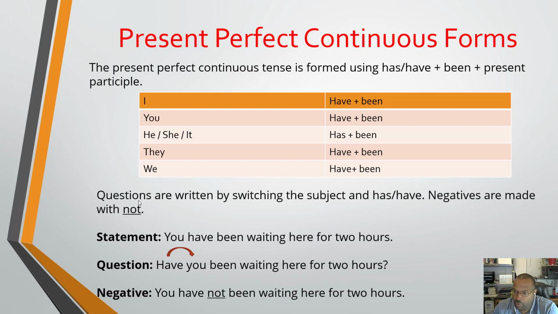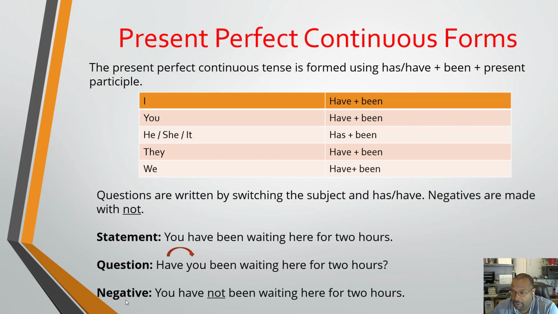Questions. Now this is where questions are written by switching the subject and has or have, depending on who you're talking about or who you're talking to. Okay? So here's the question. Have you been waiting here for 2 hours? Okay, see how we switched the subject and the have or the has, depending on who you're talking to or talking about. In this case, it's you, right? You have been waiting here for 2 hours. Have you been waiting here for 2 hours?